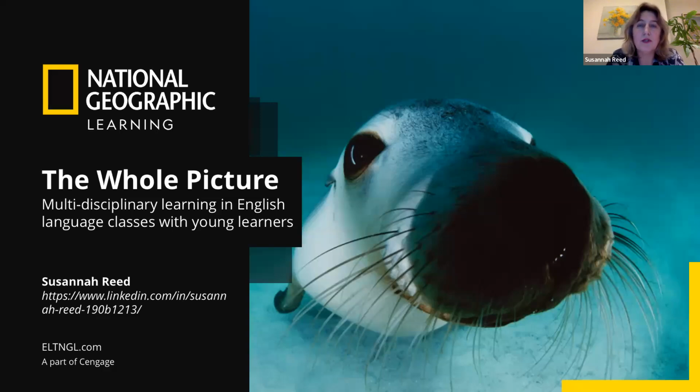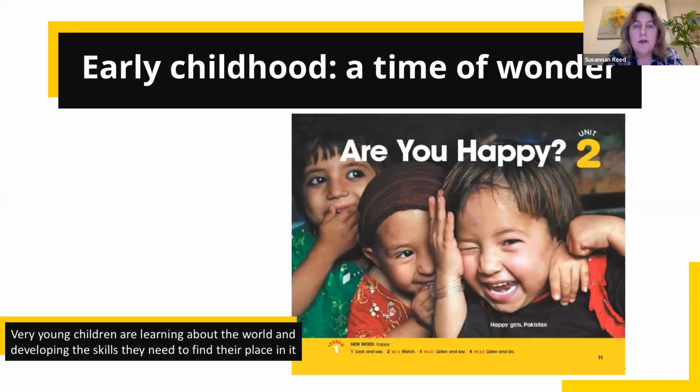The title of my talk today is The Whole Picture, and it's all about multidisciplinary learning in our English language classes with very young learners. Here I'm talking about young learners at preschool and kindergarten. If we think of very young children of this age, we know that this is a time of wonder and learning for them. They are learning to appreciate and understand the world around them, and they're developing the range of skills they need to find their place in it.